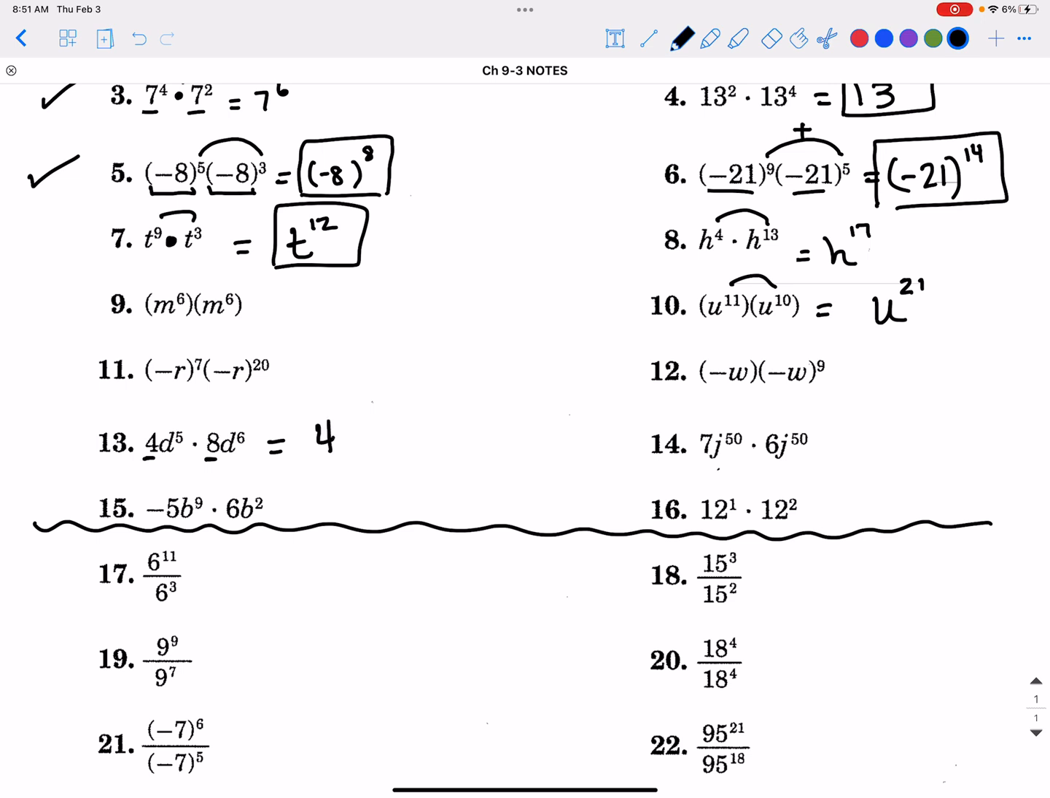This just means, because multiplication order doesn't matter, this just means 4 times 8 times d to the 5th times d to the 6th. Now, you do not have to write it out this way every time. I'm just showing you kind of my thought process, right? So I'm just going to multiply 4 times 8, which is 32.